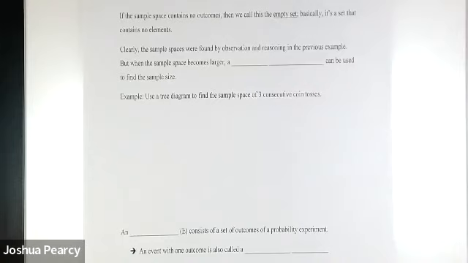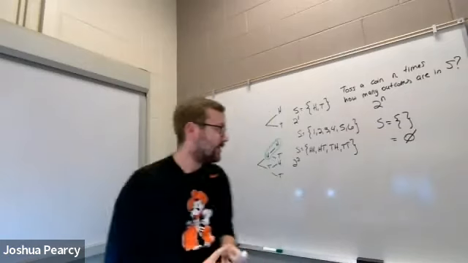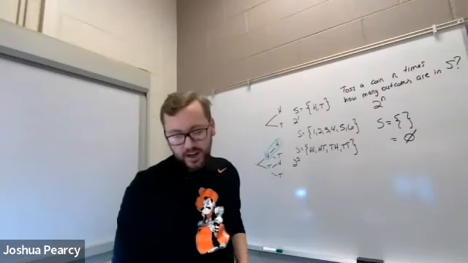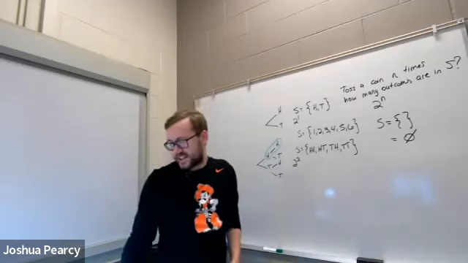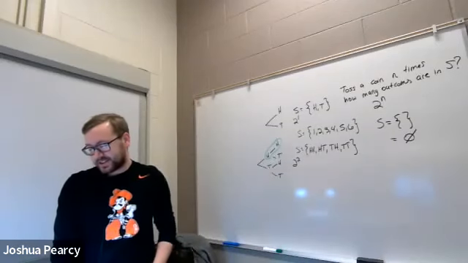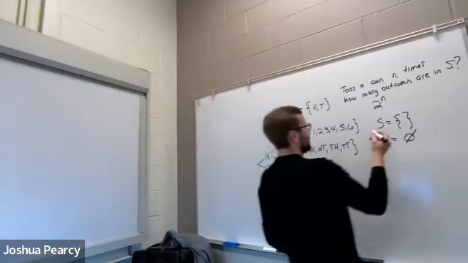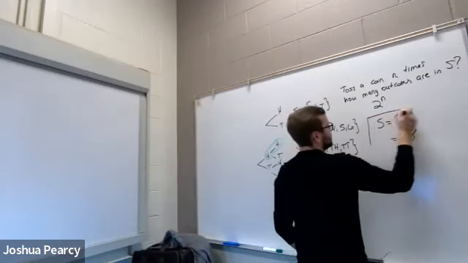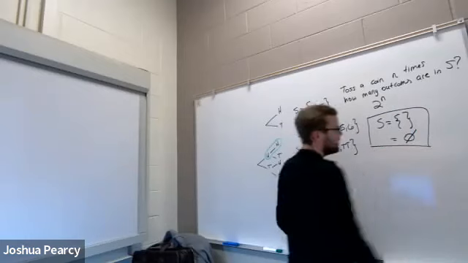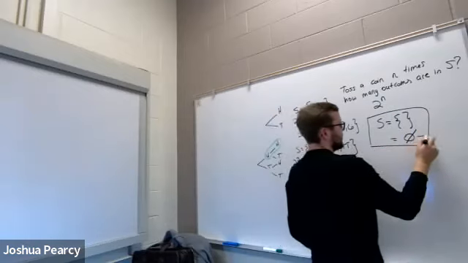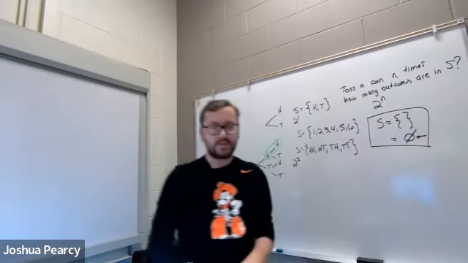Before the last two blanks, what was it? Yes, sample space. Oh, I should probably show you what I set up here. In the last one, it says if the sample space contains no outcomes, then we call this the empty set. Basically, it's a set with no elements. And this is what it looks like. It's just curly brackets with nothing inside. And then we're going to denote the empty set with that. It's called the null set.